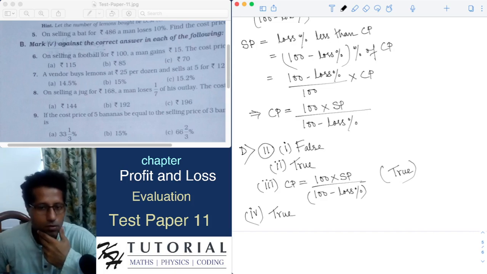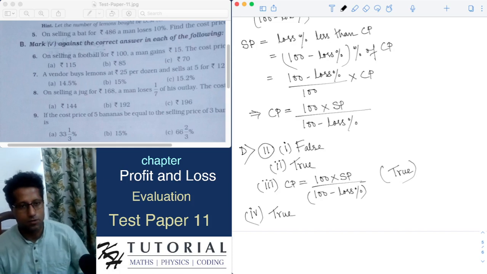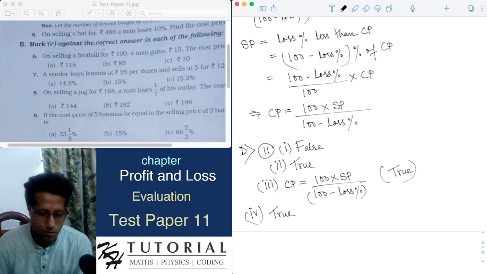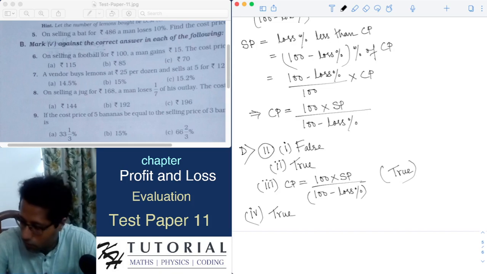So please stay tuned for the 2 test papers. Those will be very important to test your understanding of the concepts of profit and loss. After the two test papers are done, we will come to an end in completing the chapter of profit and loss. Then we will move on to the next chapter. I think it is simple interest.